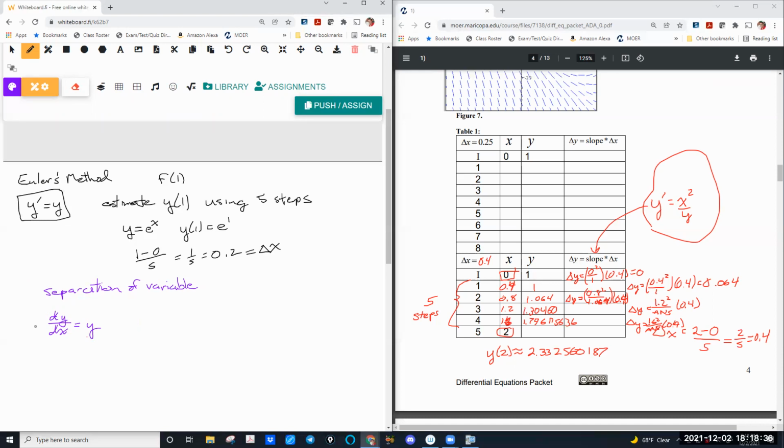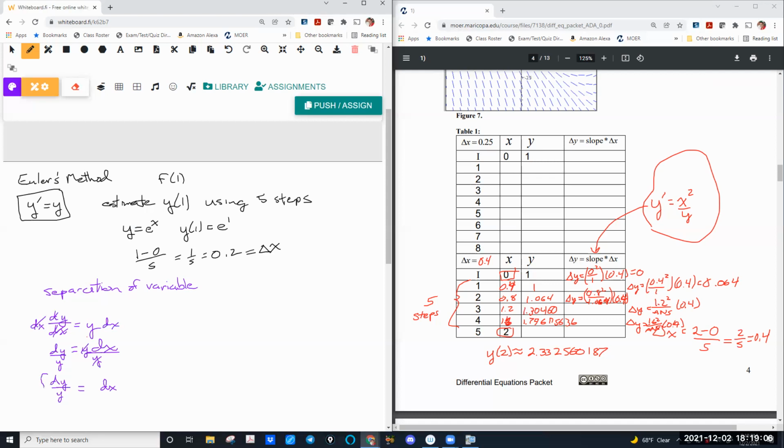Okay. So here's what basically was happening. I'm going to multiply both sides by dx. That cancels out the dx over here. I get dy equals y dx. And I want to put the y over with the dy, so I'm going to divide both sides by y. Now, this is why it's called separation of variables. We just separated the y's and the x's.